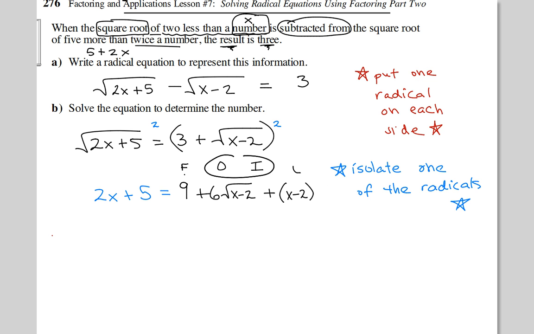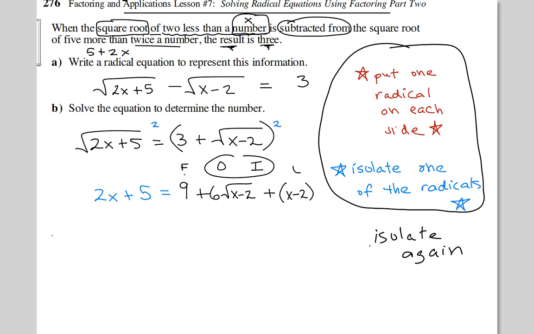These guys always double up, because this 3 is going to times that basically, because it just repeats itself. Now, again, you want to isolate the radical again. Isolate again. So this red star and this blue star mean the same thing. And then you have to isolate again. So is the radical positive?